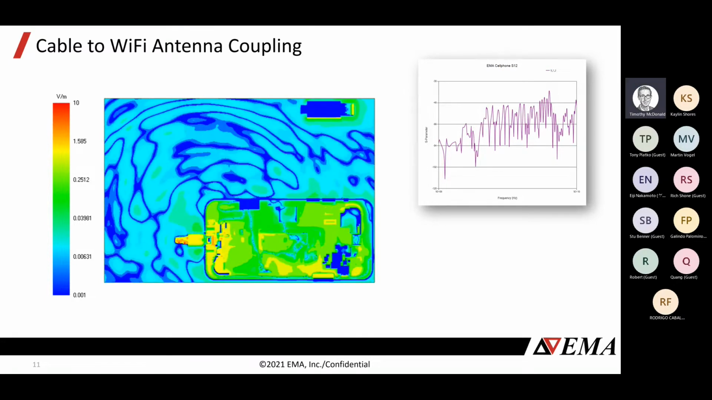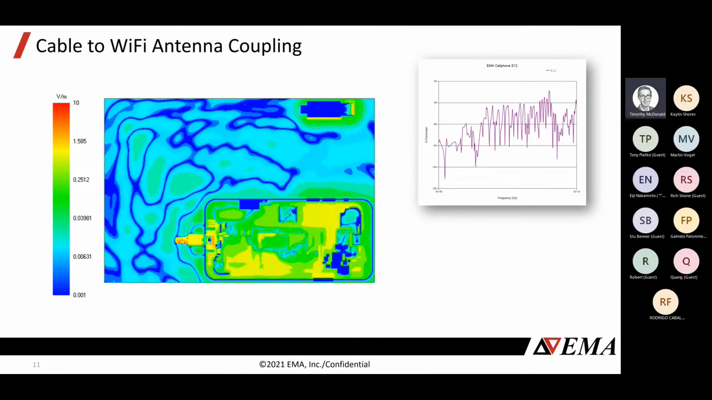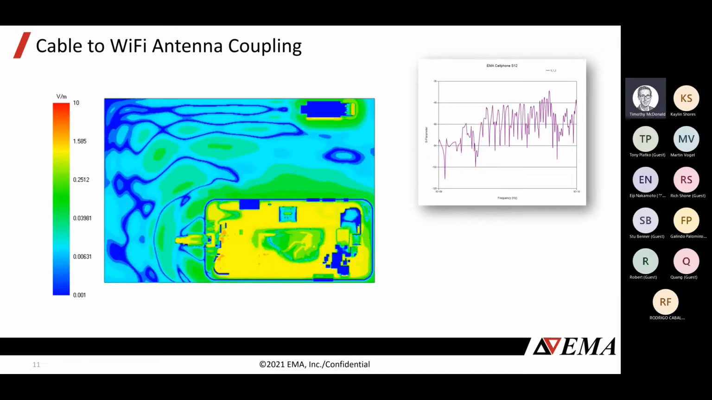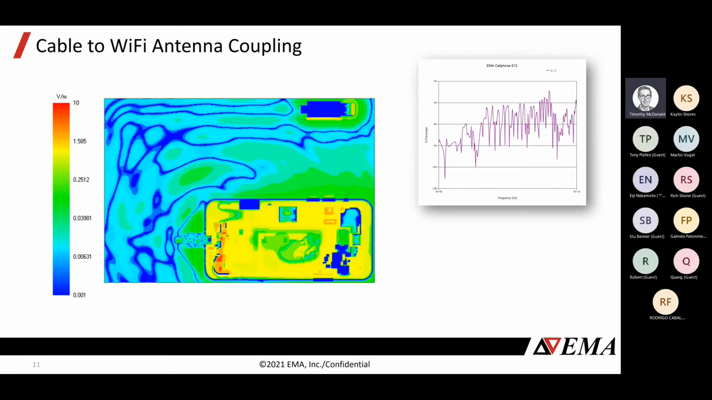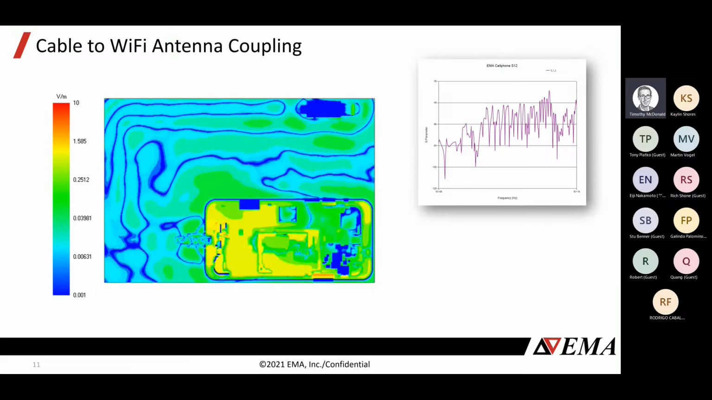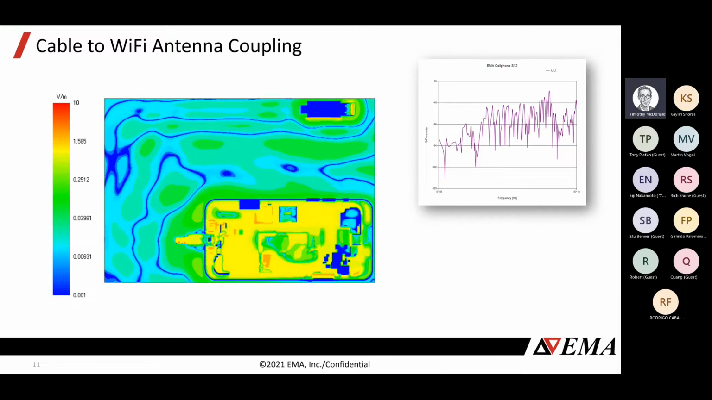So at each frequency, we'll be able to determine what is going to couple from one to the other. And by using that with other products, such as ANSYS EMIT, we can make estimates about whether or not we're going to have issues with the performance of that particular RF system, the Wi-Fi system on this device.